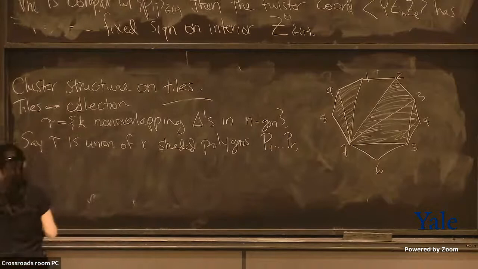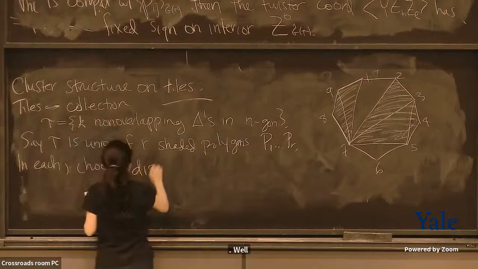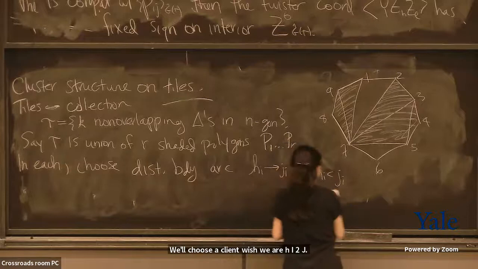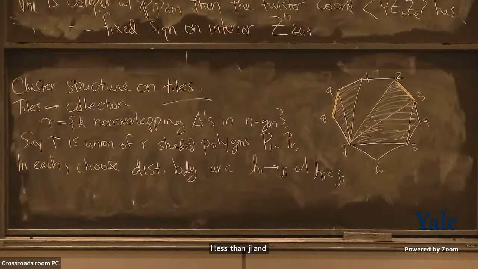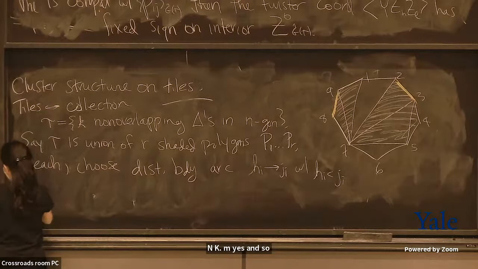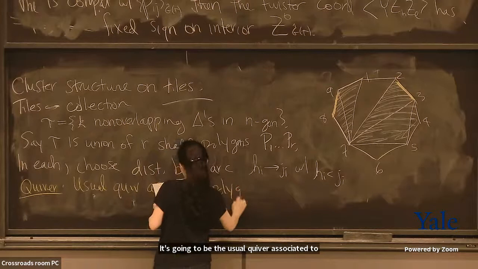So now in each polygon, we'll choose a kind of distinguished boundary arc, h_i to j_i, with h_i less than j_i. Yes, this is the k from the amplituhedron A_{n,k,m}. And so now to get our quiver, it's going to be the usual quiver associated to the polygon, except I will just ignore these distinguished boundary arcs.